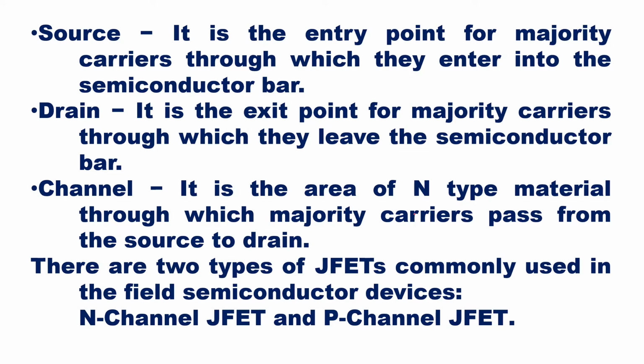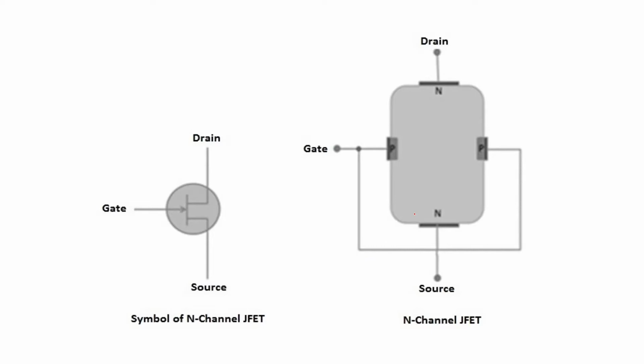There are two types of JFETs commonly used in field effect semiconductor devices: N-channel JFET and P-channel JFET. Now, the structure and symbol of the N-channel JFET can be shown like this. Here you can see an N-type bar. In this you have induced p-type semiconductor here and here, and you have a depletion region between each p-n junction, because p-type and n-type joined together make a p-n junction.